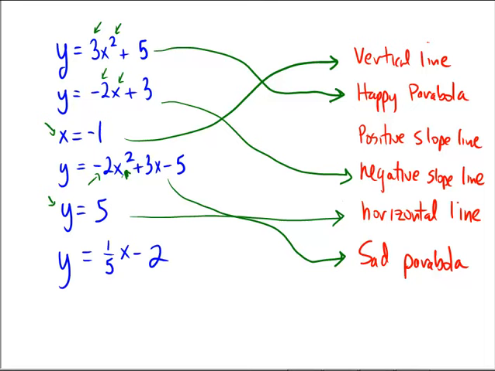And then process of elimination will fill in the last one, but just for extra practice here, the x means that it's going to be a line, and the fact that it's a positive number out in front means we're looking at a positively sloped line. So hopefully you got the same matches that we did.